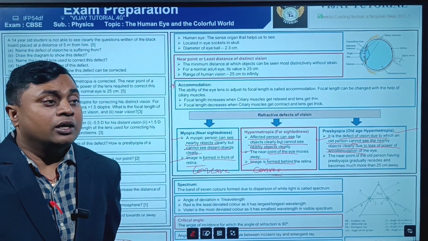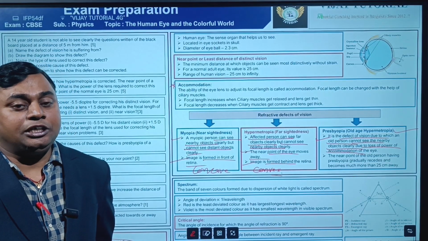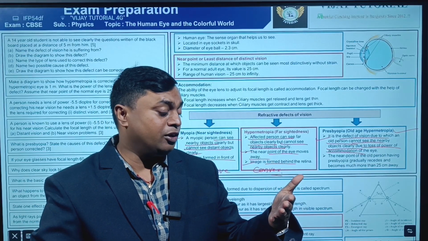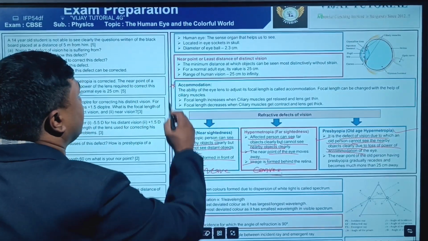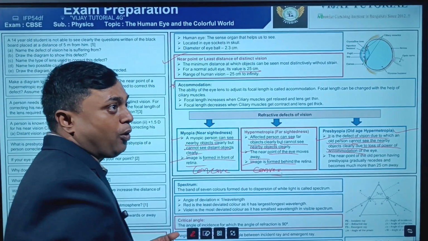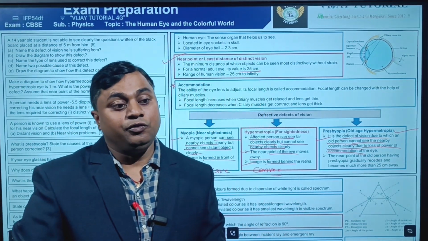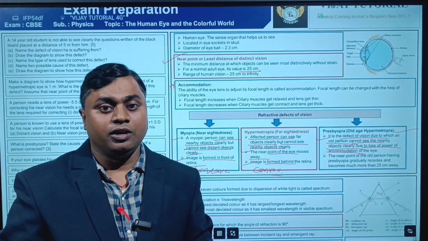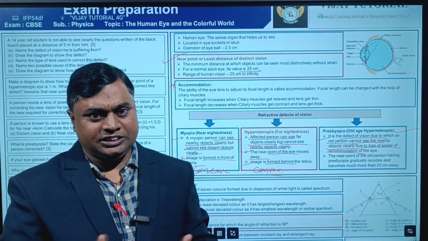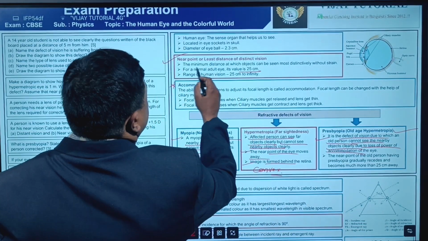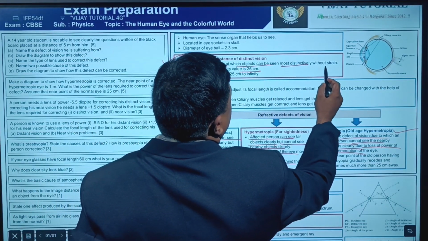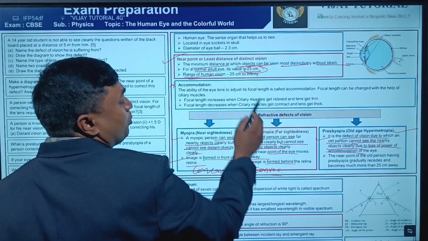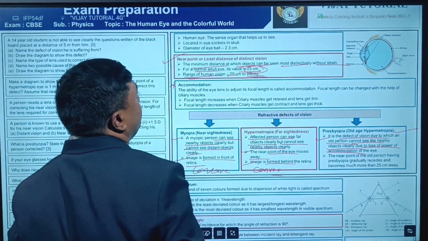Yes or no? Actually the near point of the eye is 25 centimeter, meaning the human eye can see any object located at 25 centimeter without any strain. So we have a near point of 25 centimeter and a far point of infinity. Humans can see the stars and the sun, which are located at a very large distance. The minimum distance at which objects can be seen most distinctly without strain is what? The near point. For a normal adult it is 25 centimeter. And the range of human vision is how much? 25 centimeter to infinity.